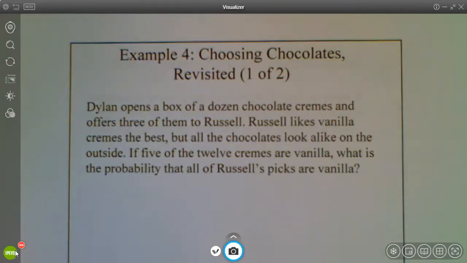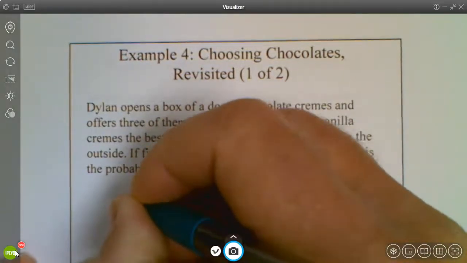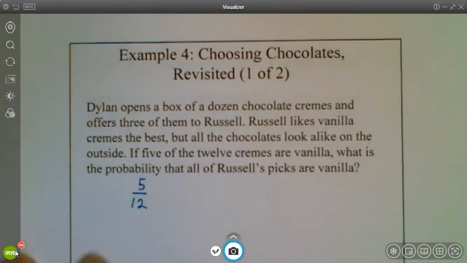Okay, well, let's just go down the list for a minute. If he reaches in and grabs a donut, what's the probability that the first one that he picks is vanilla? 5 out of 12, right? So he's going to reach in, and 5 out of 12, first one's vanilla. In order for this to work, all 3 of them have to be vanilla.